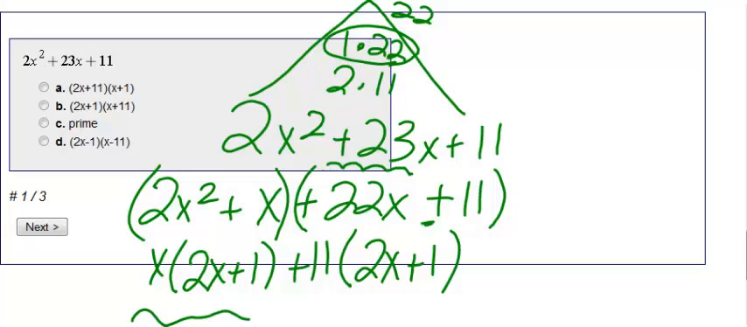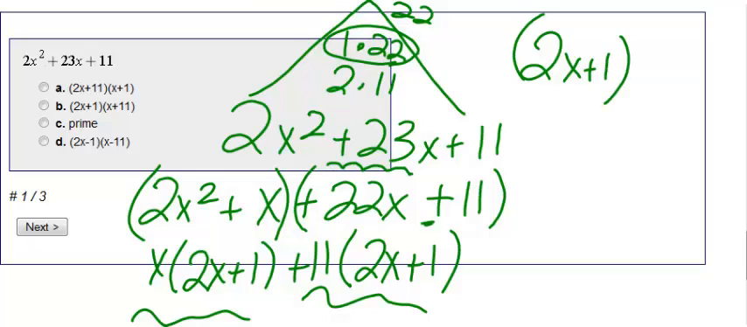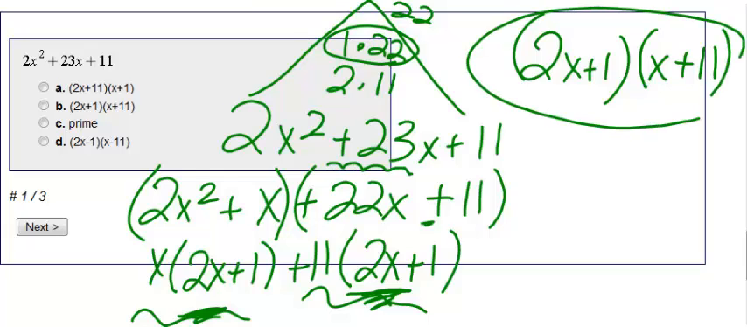Here is one term. Here is another term. They both have 2x plus 1. So that's what I'm pulling out. So if I pull out a 2x plus 1 here, I'm left with x. If I pull it out here, I'm just left with my plus 11. So we get 2x plus 1 and x plus 11 as our answer. So we do the pyramid, then we group and solve.